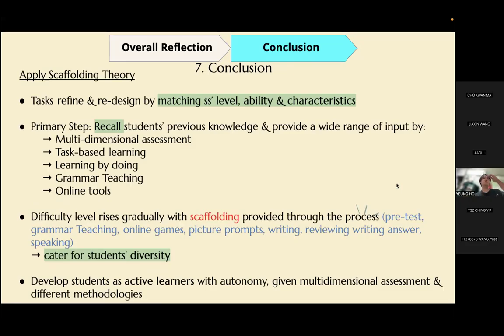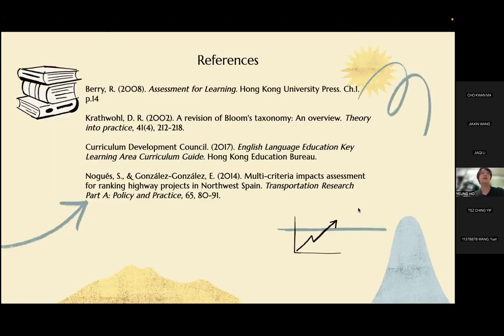And for the application of scaffolding theory, we refine and redesign tasks by matching students' level, ability, and characteristics. For the primary step, we record students' previous knowledge and provide a wide range of input through the following tools. We also ensure the difficulty level rises gradually, with scaffolding provided throughout the process, so as to cater for students' diversity. We also develop students as active learners with autonomy, given multi-dimensional assessment and different methodologies. Next slide, please. Here are our references.